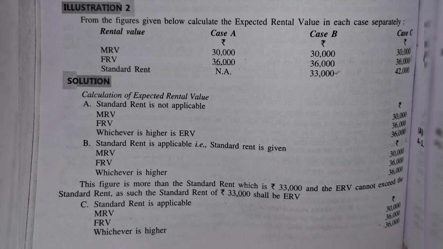So the conclusion is that when you compare MRV and FRV, you will choose the value of higher amount, and that higher value will be called expected rental value. Then you will compare the expected rental value with standard rent, and out of them you will choose the amount which is less.